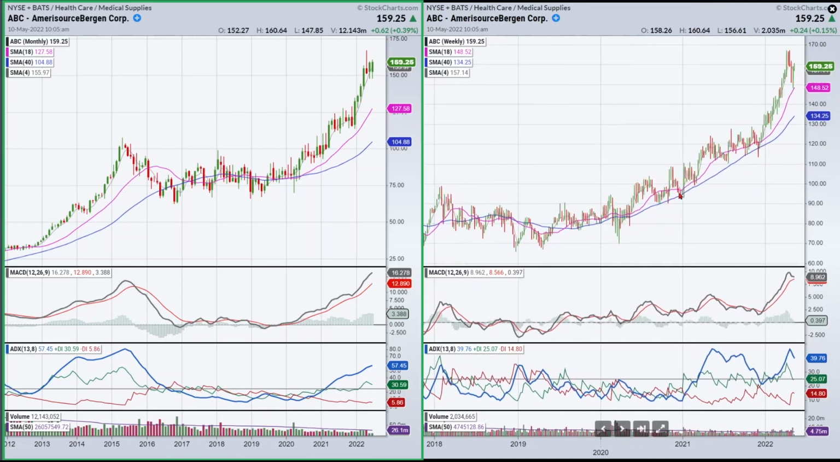Now, the other way that I would suggest looking at this is if you look at this move, well, first of all, look at the ADX during this portion.